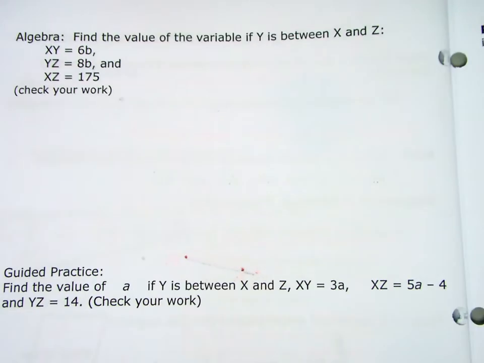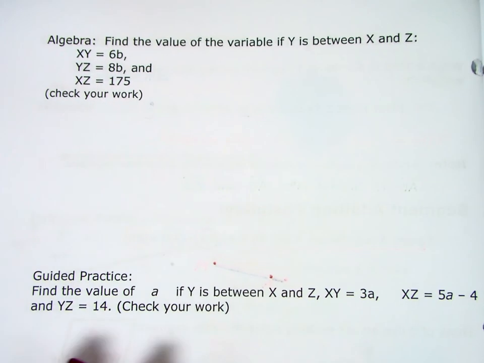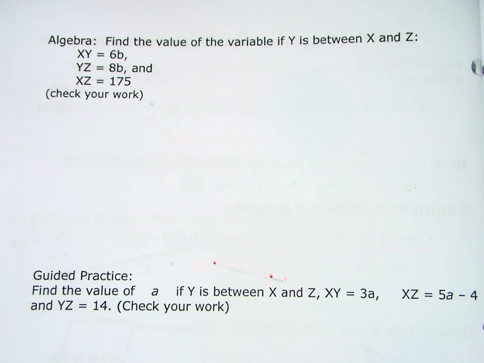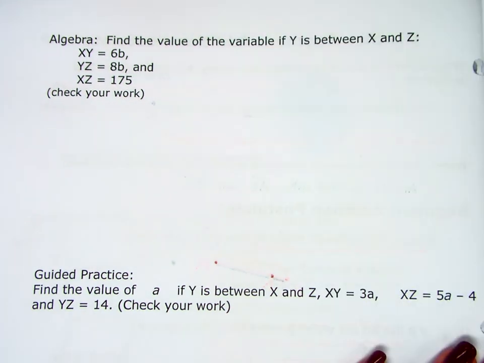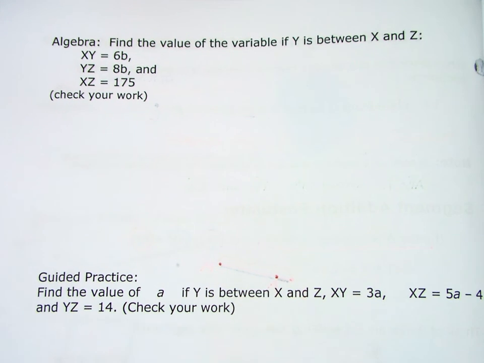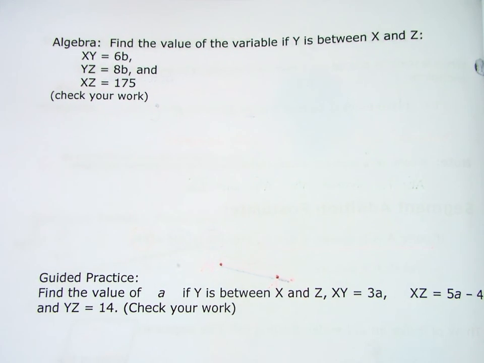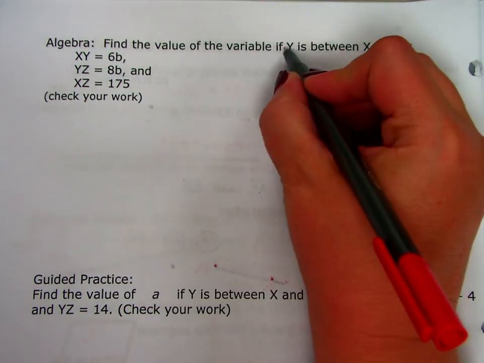All right, so I have an algebra problem. It even tells me I'm going to have to do some algebra. It's not hard algebra. It just says find the value of the variable if y is between x and z, and xy equals 6b, yz equals 8b, and xz equals 175. Check your work. All right, so when I look at this one, the first thing I'm probably going to want to do is draw a picture, because if I don't draw a picture, it's going to make this really hard.